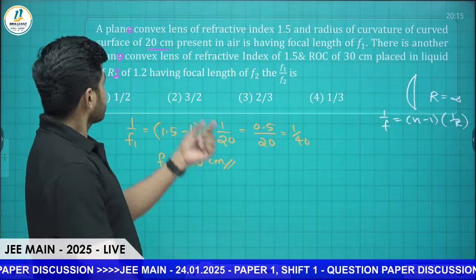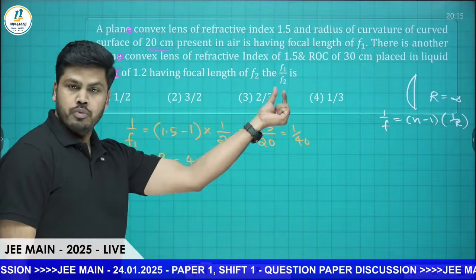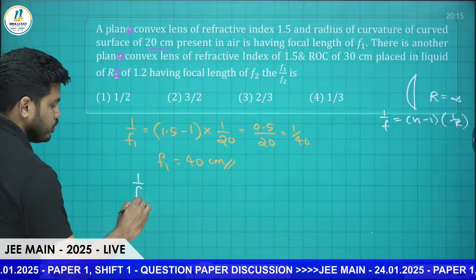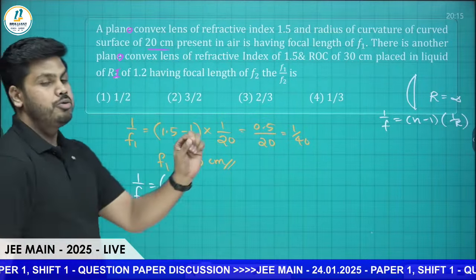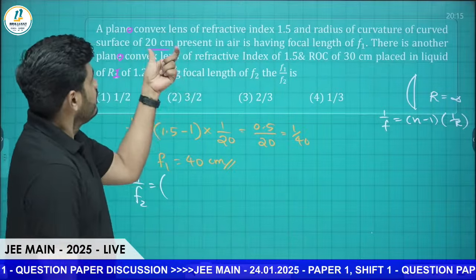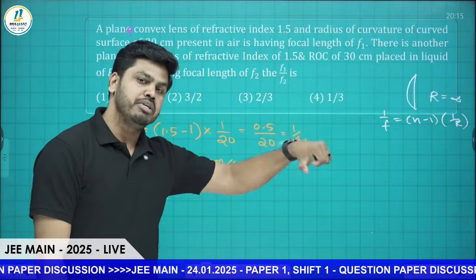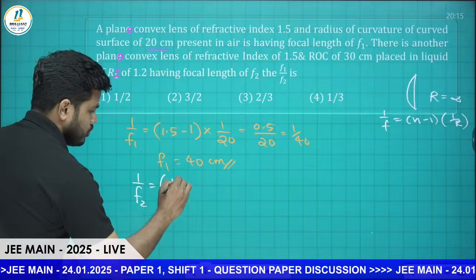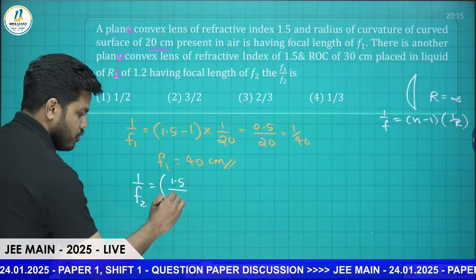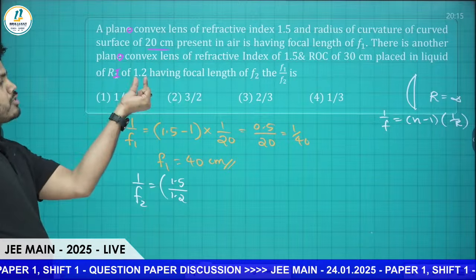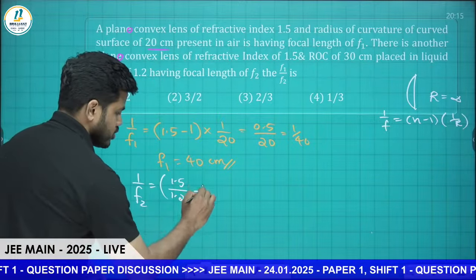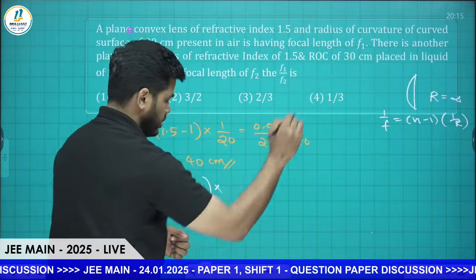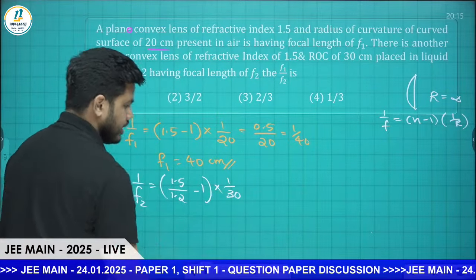Fine. You're asked to find the ratio of f1 to f2, so we need f2 also now. What is f2? The only difference here, you should be careful, is that it is kept not in air, it is kept in a medium. So we have the equation n2 by n1. 1.5 is the refractive index of the lens, 1.2 is the refractive index of the medium, correct? Minus 1 into the radius of curvature, which is also different, it is 30 centimeters. So it is going to be 1 by 30.